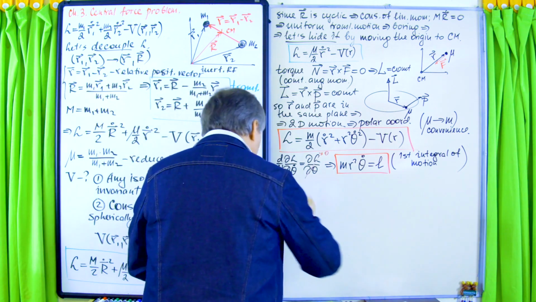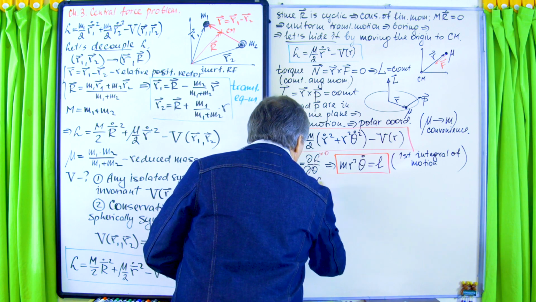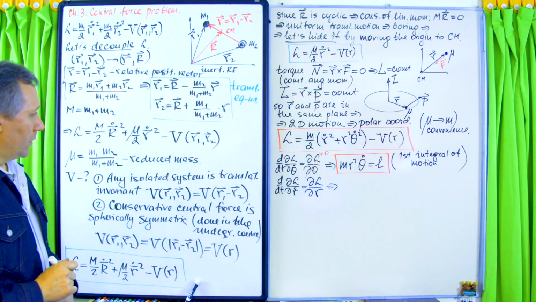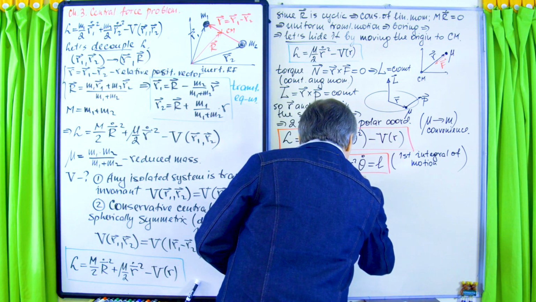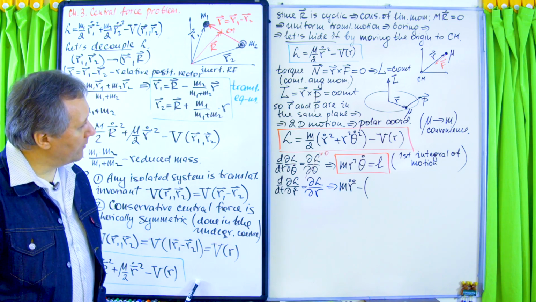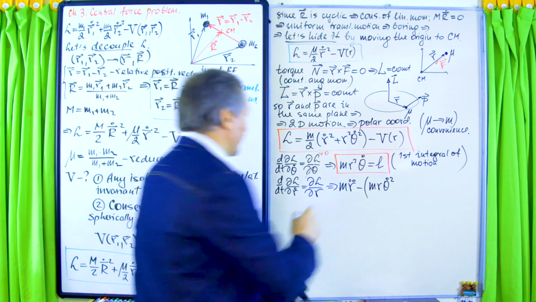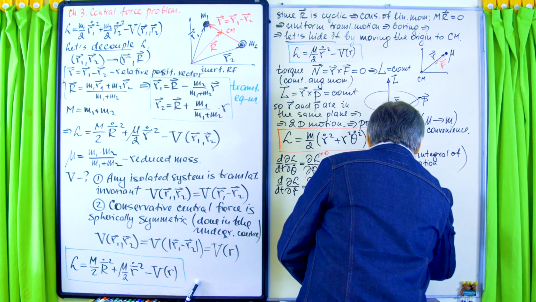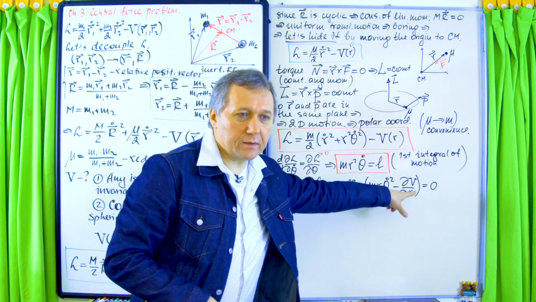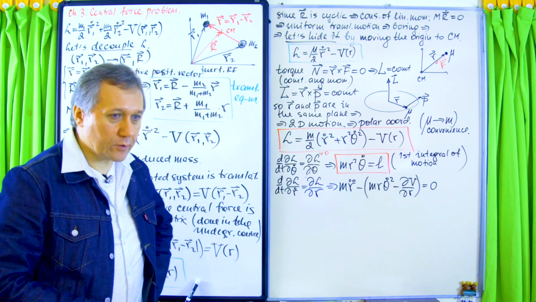And now the second equation, of course: d over dt of the partial derivative with respect to r dot equals the partial derivative with respect to r. Let me write it carefully, so it will be m r double dot, then minus, I'll move to this side, dL over dr, which will be m r theta dot squared, and then minus dV over dr, and it must be equal to zero. I wrote partial derivative, but since V is a function of r only, we can use straight derivative or partial derivative, whatever you prefer. It's not a big deal.